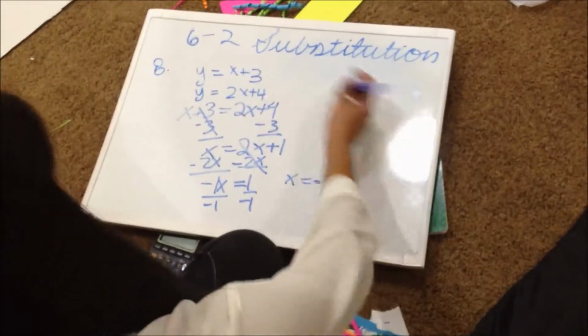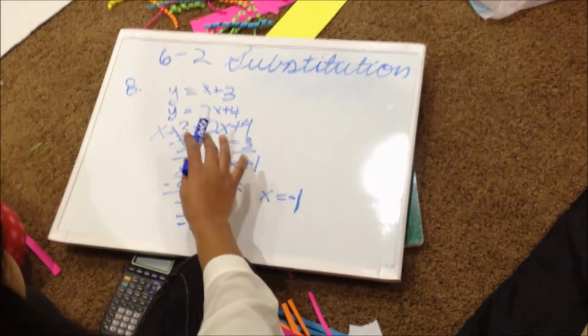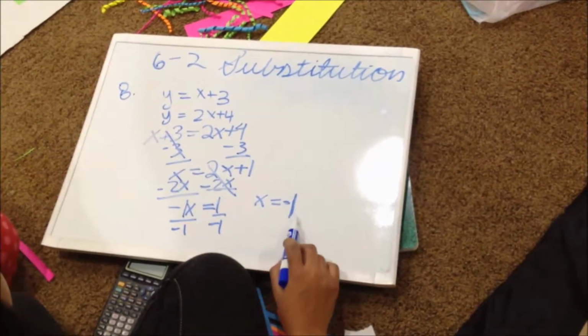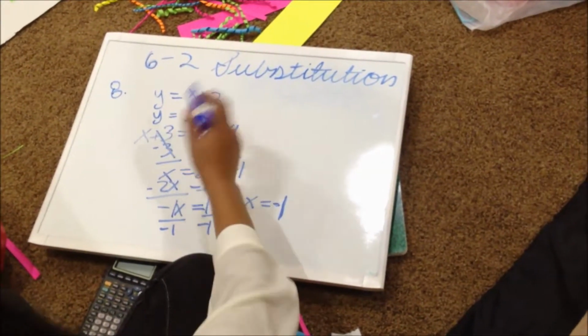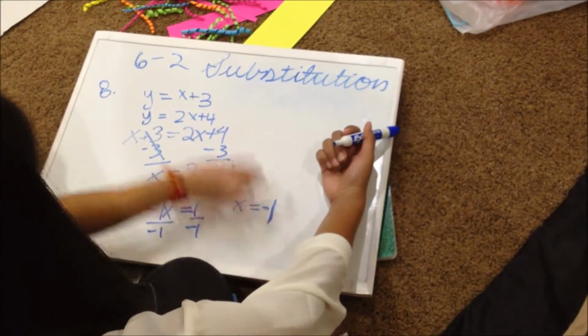So then you would have the equations y equals x plus 3 and y equals 2x plus 4. That was the original problem, and you could put negative 1 into either one of these equations and you will get the same answer. So I chose the first one. So basically I just take that number and put it here.